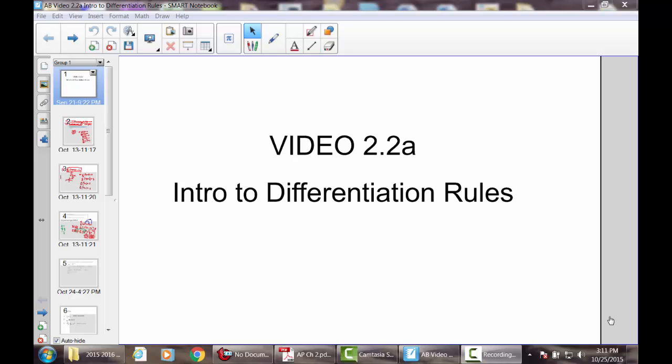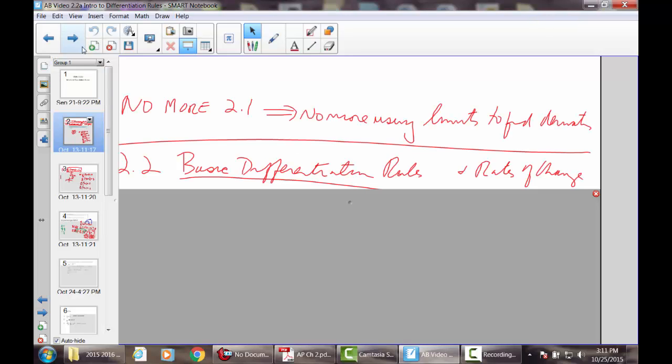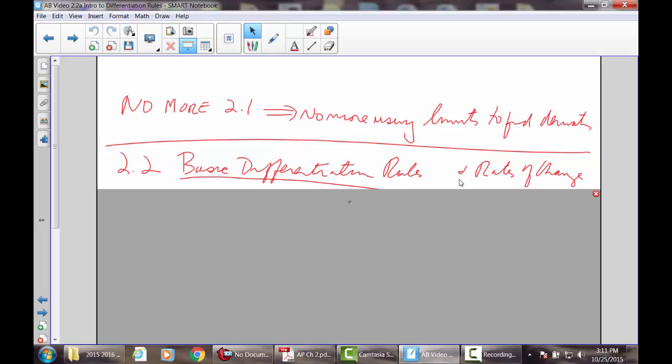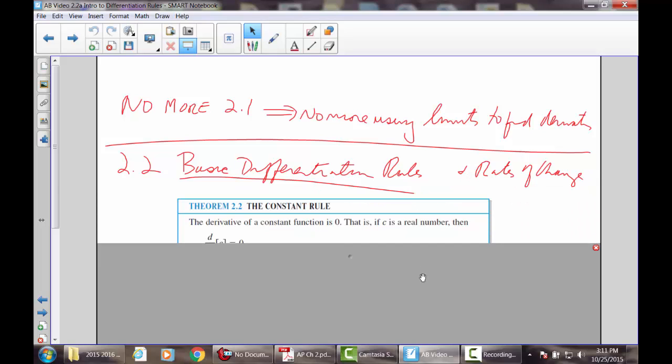Hi, welcome to video 2.2a, Introduction to Differentiation Rules, and this is where we get to use the shortcuts. You will no longer be using the limit definition to find a derivative, nor will you be using your calculator. You'll be using these algebraic shortcuts by hand. So no more using limits. We're looking at basic differentiation rules. Towards the end of this section, we will get to rates of change.